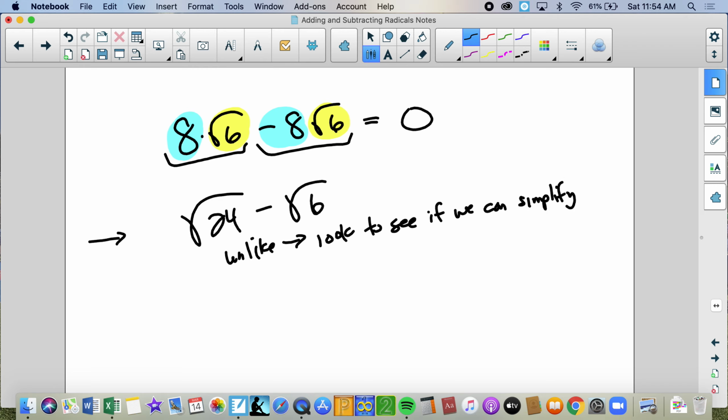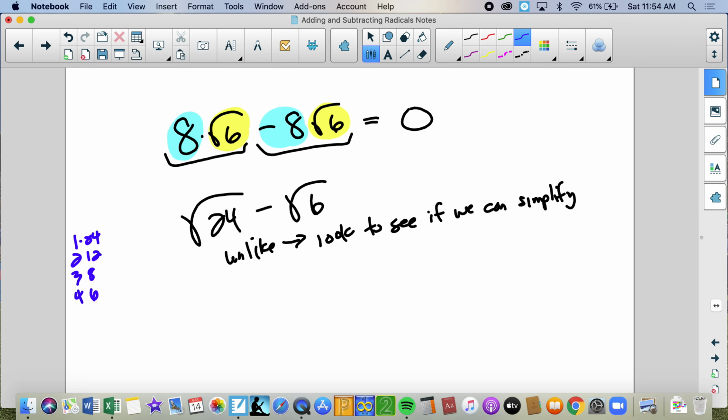Can we simplify either of these radicals? And when we see rad 24, we look to break it up. We want to break up rad 24. Does 24 have any factors that are perfect squares? So factors of 24 are 1 and 24, 2 and 12, 3 and 8, and 4 and 6.